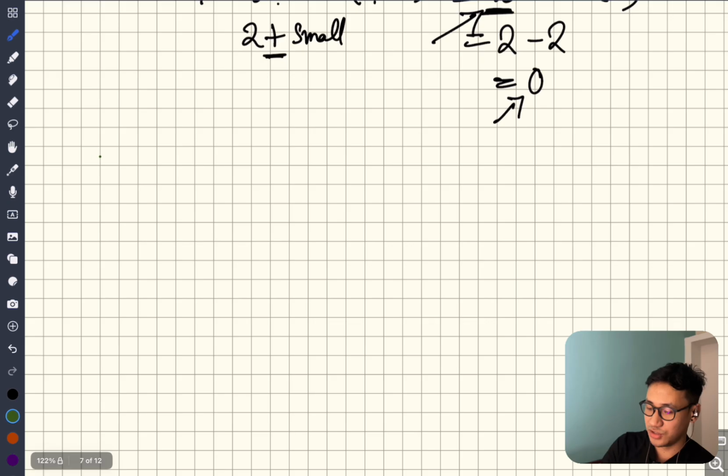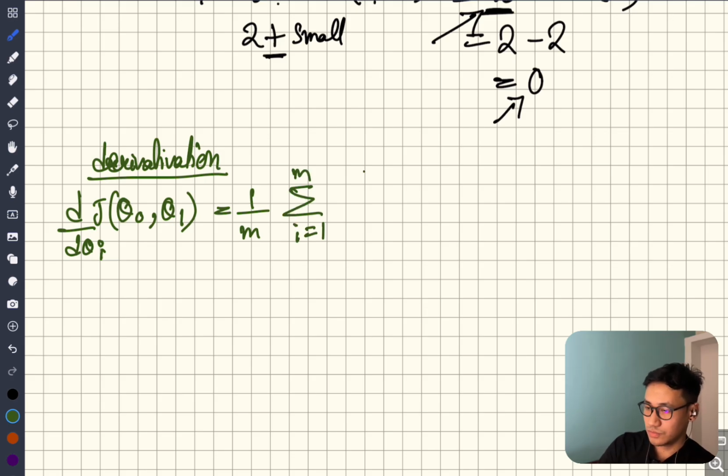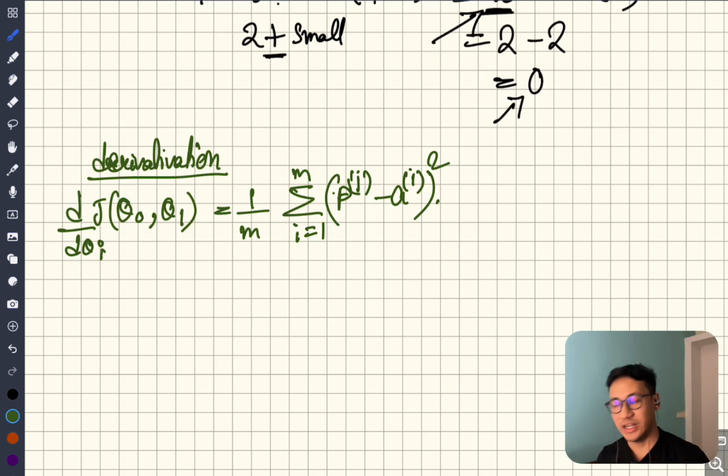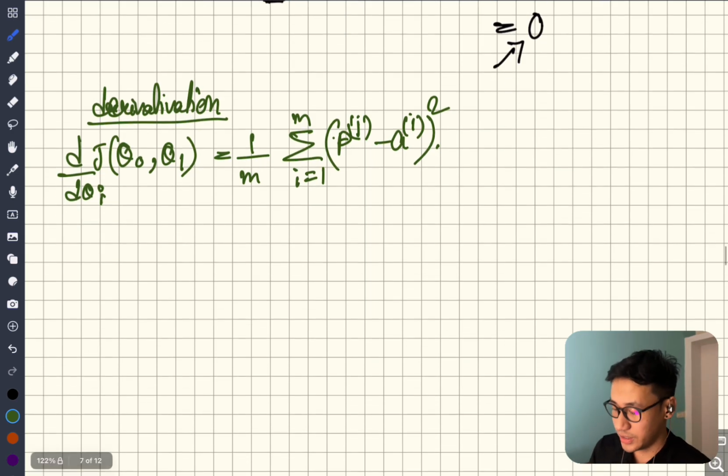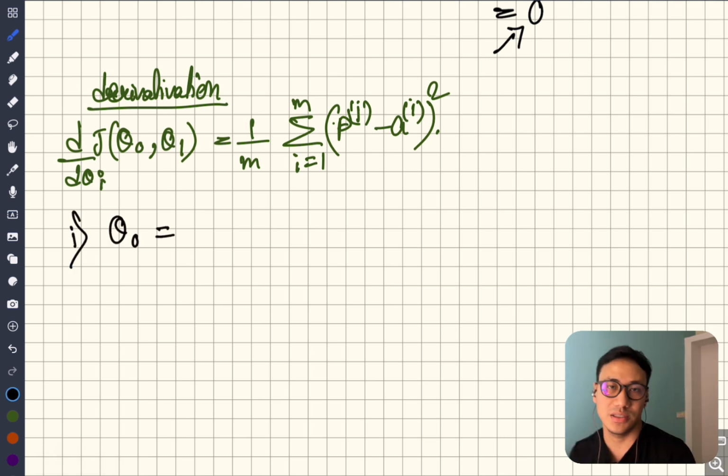So let's find out the derivation. We need to find this derivation with respect to two things, theta naught and theta 1. The derivation of J of theta, the same value, prediction minus actual, and square. All right, let's find out the derivation. After that we will see how to proceed. One by one we'll find out. First we'll find it using theta naught. Theta naught is nothing but the intercept.